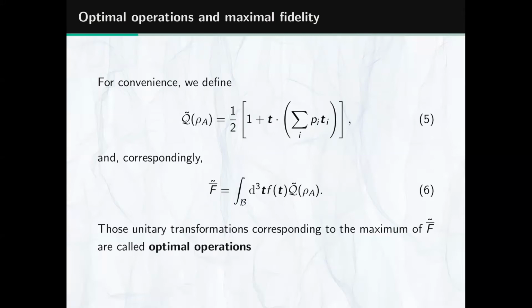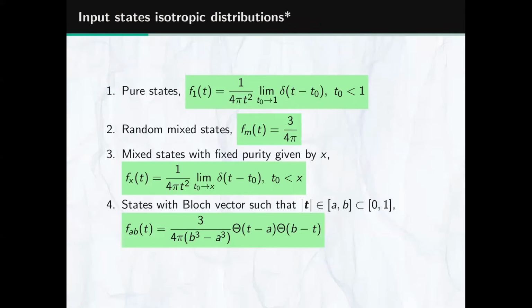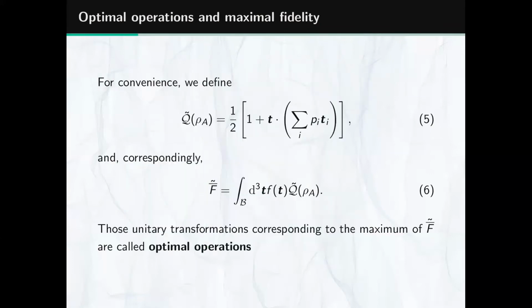The operations that maximize the average fidelity, equation 6, are called optimal operations. Yes, so these optimal operations, like the corrections, happen at the end of the original teleportation protocol, where you do a 4-item measurement and you do different things.